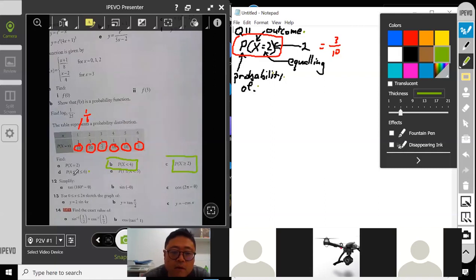Which one? D. The probability of the outcome being less than or equal to 6 or greater than or equal to 4. So between 4 and 6, including 4 and 6. Yeah. Okay. Awesome.